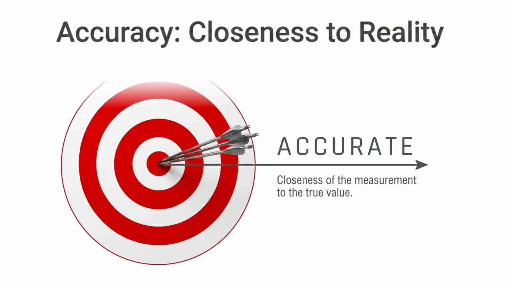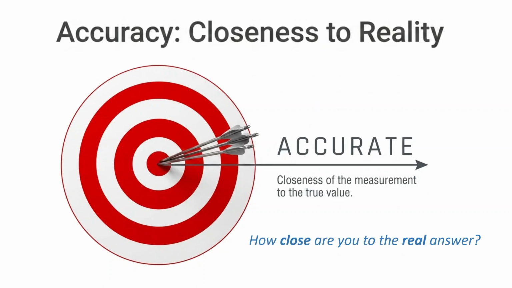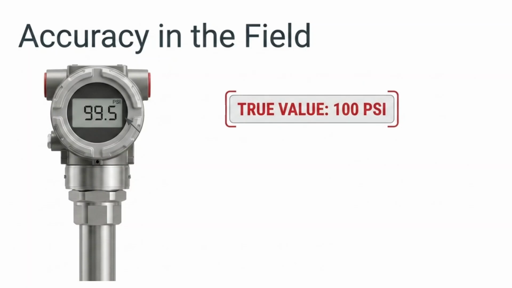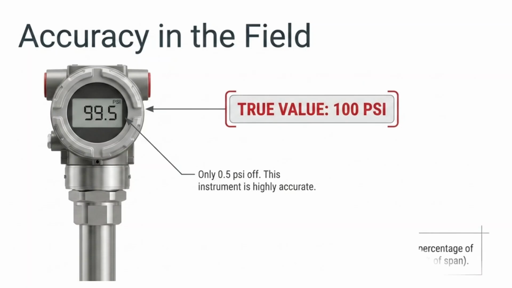First up, accuracy. The formal definition is simple. Accuracy is how close your measurement is to the true value. That's it. How close are you to the real answer? The slide gives a great example. Say the actual pressure in a pipe is 100 psi. That's the real true value. And your transmitter reads 99.5 psi. That's only half a psi off. That instrument is very accurate.